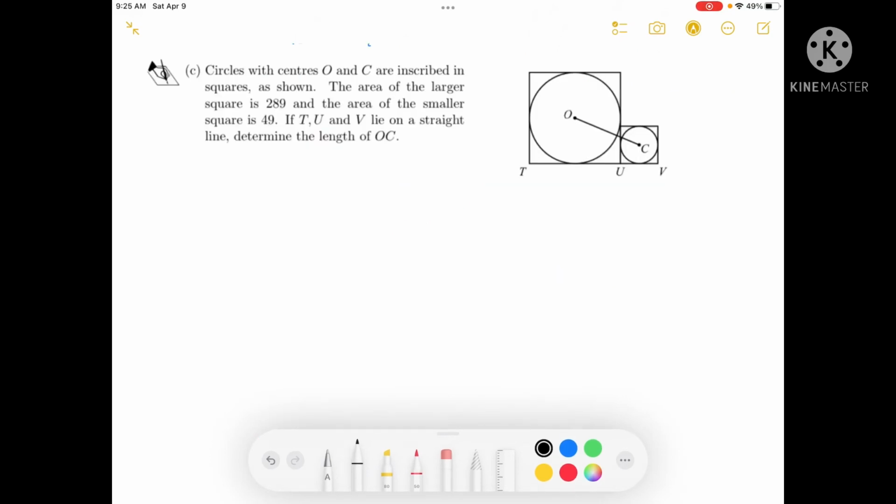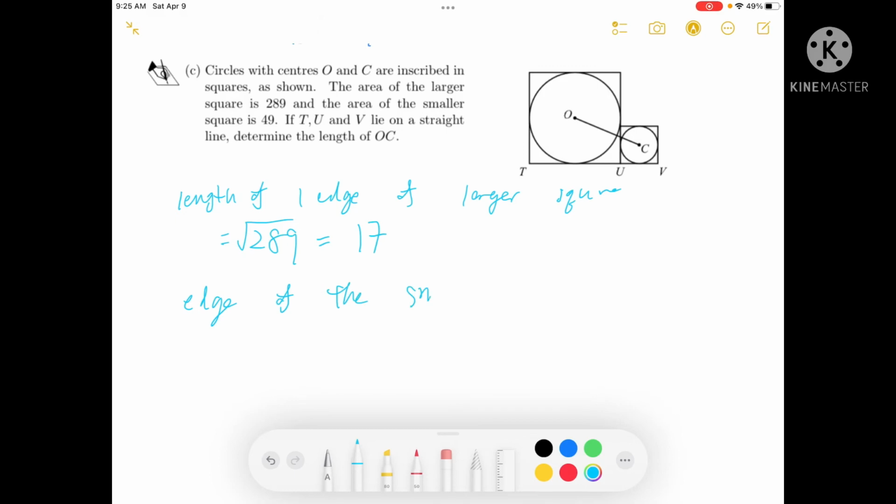Now let's solve question C together. We have circles A and C inscribed in the squares as shown. The area of the large square is 289 and the area of the smaller square is 49. So the length of one edge of the larger square is just the square root of 289, which is equal to 17. And the edge of the smaller square is equal to 7.